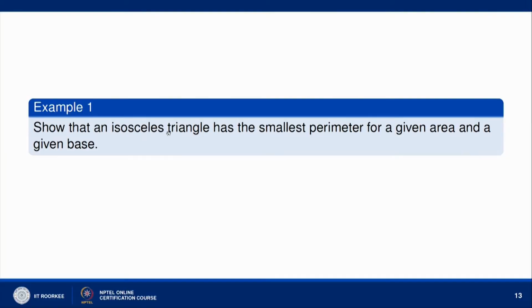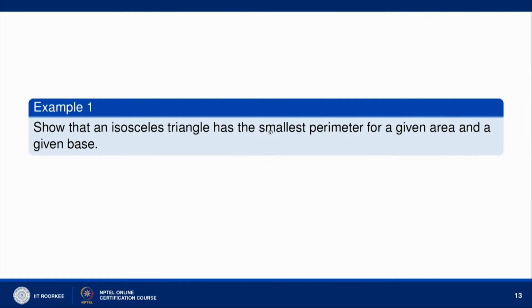So here we discuss the first example, which says: show that an isosceles triangle has the smallest perimeter for a given area and a given base. Here we try to use the reciprocity principle to solve this particular problem. We solve it by saying that an isosceles triangle having the given perimeter and a given base has the maximum area.